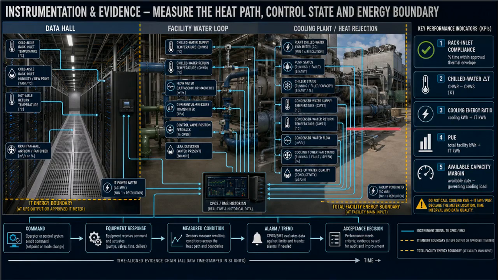One of the most heavily scrutinized metrics is power usage effectiveness. Calculating an accurate PUE requires synchronized meters and explicitly declared boundaries, comparing the total facility energy input against the isolated IT energy consumption at the UPS output.